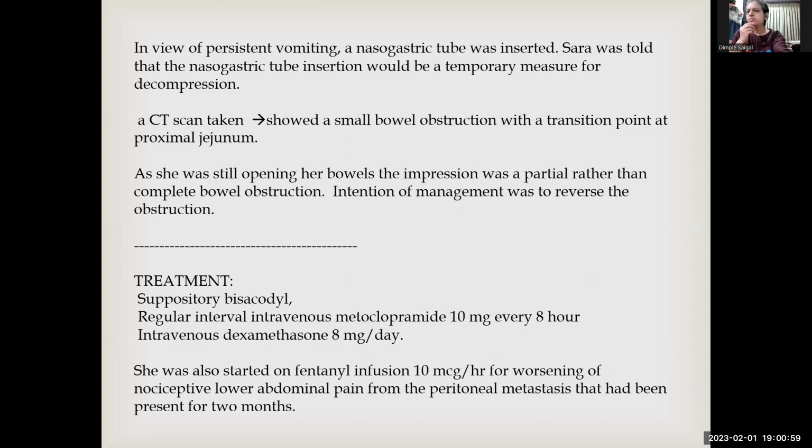Ma'am, why dexamethasone? Because this is a small bowel obstruction that is seen in the CT scan. She has a tumor there because of the metastasis, and you would like to decrease the peritumoral edema, with which probably we are able to manage the subacute intestinal obstruction.